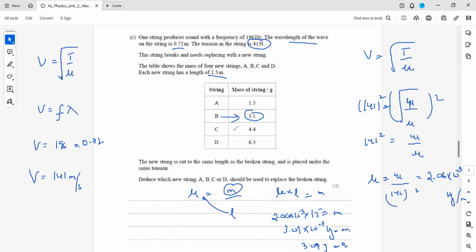So that's how we worked it out, using the mass of a string. Each new string has a length of 1.5 meters. The new string is cut to the same length as the broken one and is placed under the same tension. So to deduce the new string, we work out the new string from the mass, how much mass is there. Is it clear?